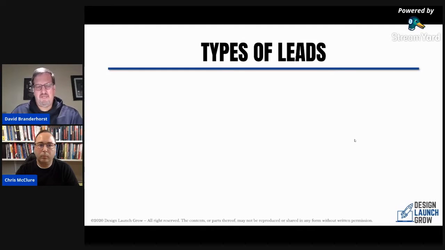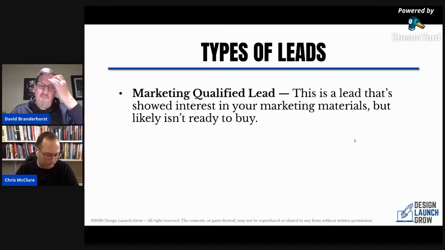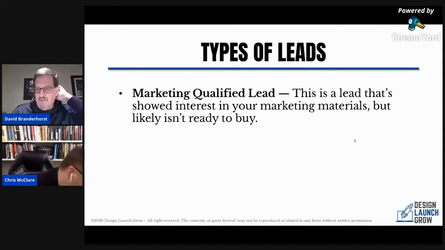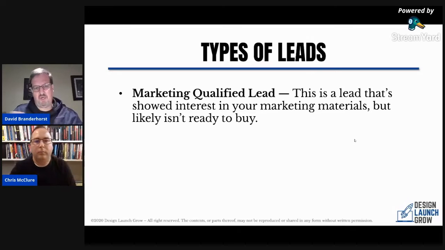Now, the first thing we want to talk about here is the type of leads that we're talking about. There are really 2 main types of leads. The first one is a marketing qualified lead. What we mean by that is this is a lead that showed interest in your marketing materials, but likely isn't ready to buy yet.